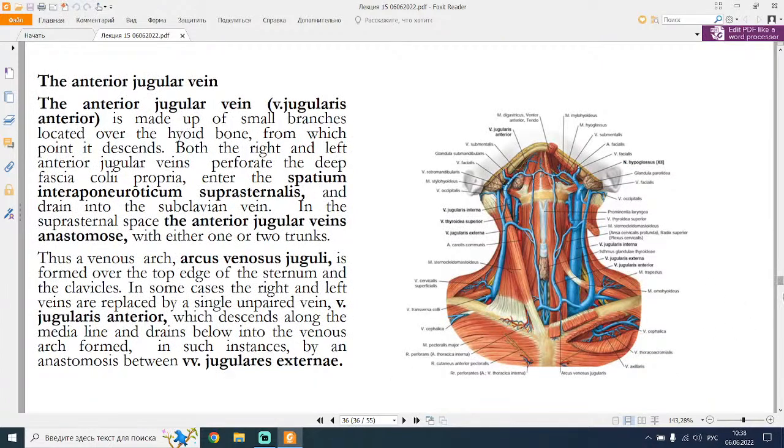Next vein, vena jugularis anterior. Vena jugularis anterior is made up of small branches located over the hyoid bone, from which point it descends.